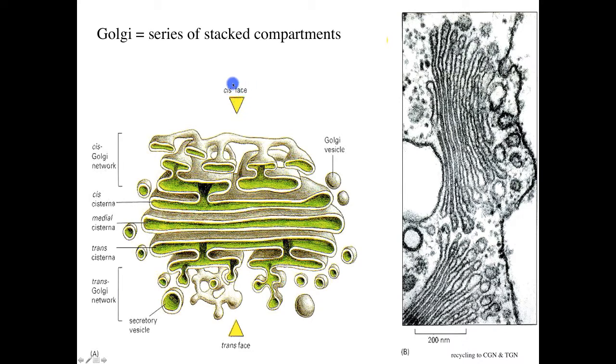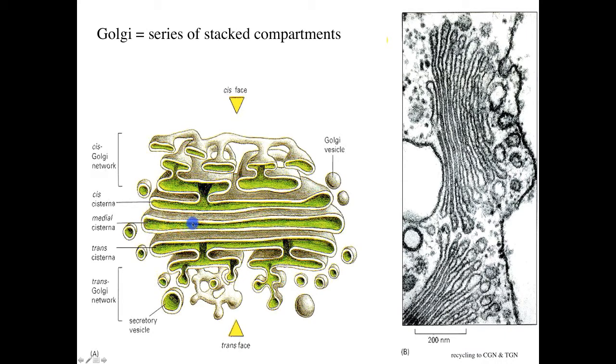So we can broadly talk about a cis face of the Golgi and a trans face of the Golgi. The cis face you can think of as an entry face or a forming face from the Golgi. That's where the Golgi is receiving material by way of vesicles or membrane tubes from the ER. And the trans face of the Golgi you can think of as the exit face or maturing face of the Golgi. That's the face where vesicles are budding off of the Golgi to go someplace else, either, say, to a lysosome or to become a secretory vesicle.